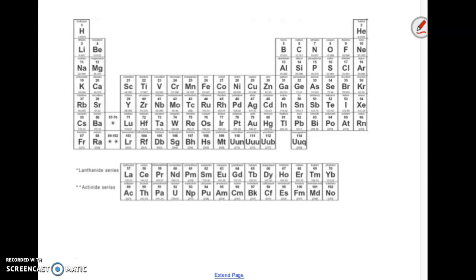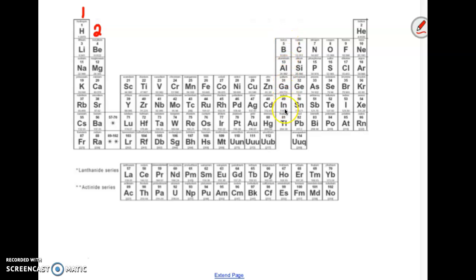So for example, group 1 is right here. This is group 1, right? Because groups go up and down. And everything in group 1 has one valence electron. Everything in group 2 has two valence electrons. Then everything right here in these transition metals, we skip those because they have different amounts of valence electrons depending on which one they are.